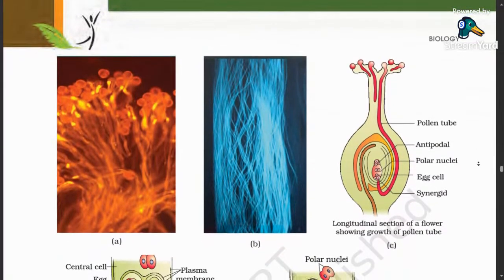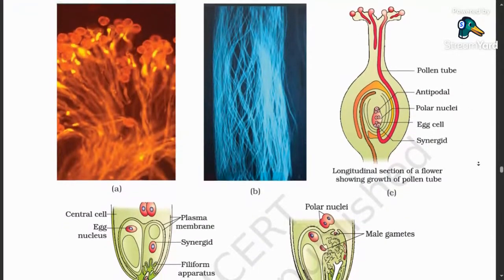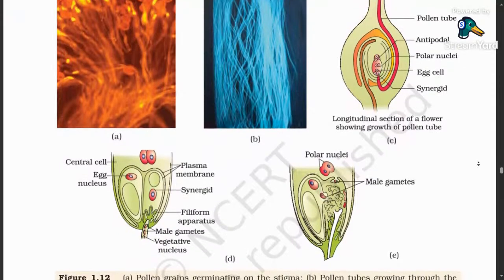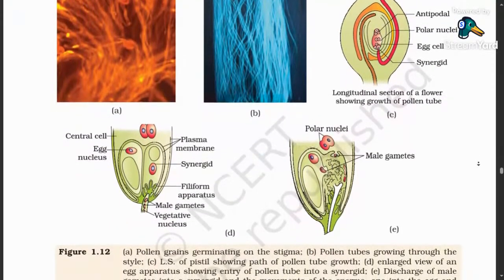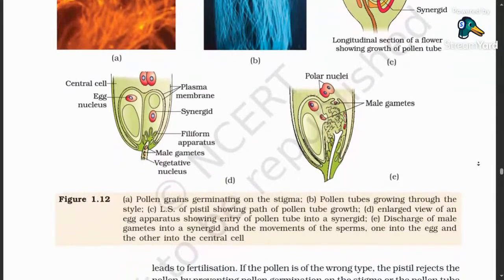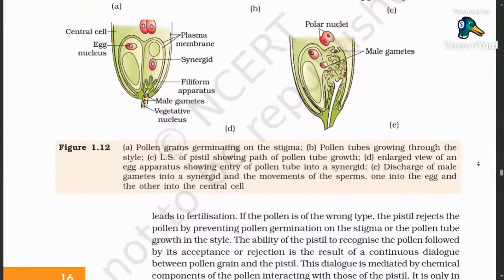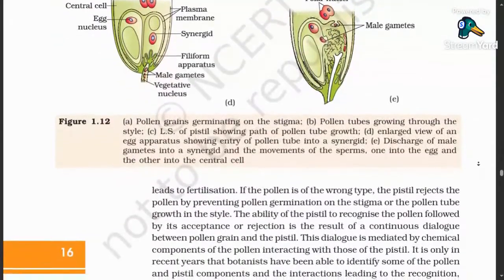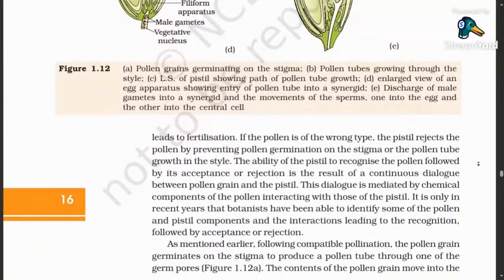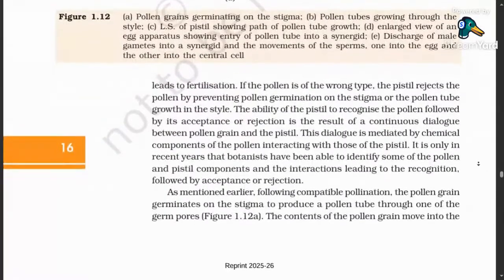The ability of the pistil to recognize the pollen, followed by acceptance or rejection, is the result of a continuous dialogue between the pollen grain and the pistil. This dialogue is mediated by chemical components of the pollen interacting with those of the pistil. It is only in recent years that botanists have been able to identify some of the pollen and pistil components and the interactions leading to the recognition, followed by acceptance or rejection. As mentioned earlier, following compatible pollination, the pollen grain germinates on the stigma to produce a pollen tube through one of the germ pores. The contents of the pollen grain move into the pollen tube.